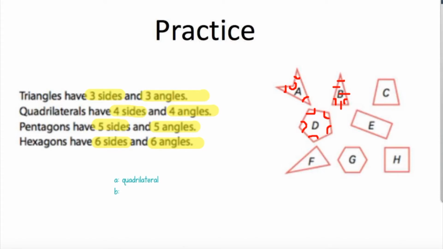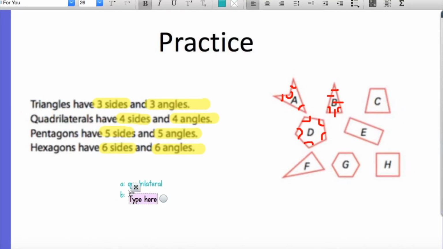So go ahead and answer. B is a triangle. So take a second to finish these up, C, D, E, F, G, and H, using kind of this little helper over here.